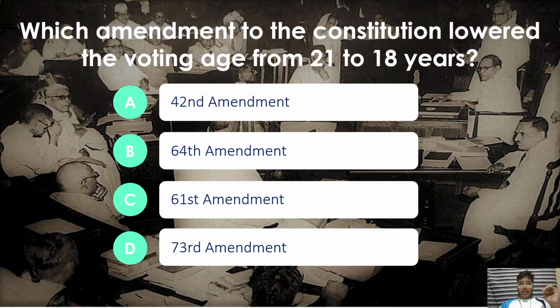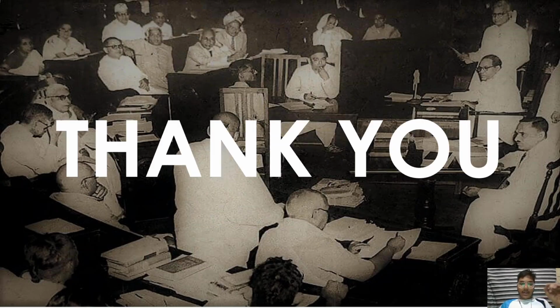Which amendment to the Constitution lowered the voting age from 21 to 18 years? The options are option A 42nd amendment, option B 64th amendment, option C 61st amendment, option D 73rd amendment. The answer is 61st amendment.